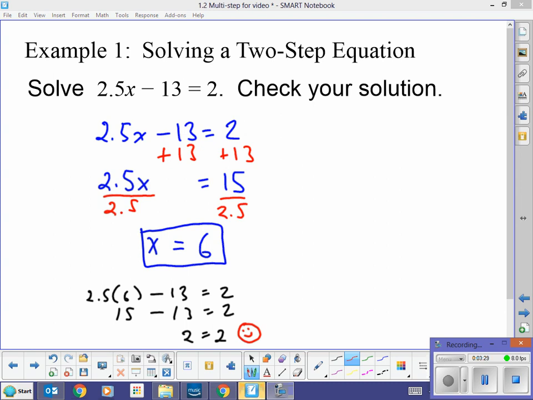So all I did was plug the 6 back into the original equation, right? The original equation for x, and then I simplified both sides, and I get a true statement: 2 equals 2, which is true. And that true statement indicates that the solution of 6 is correct. So you should always check your work, either formally like this, or just know that before you turn it in, you can always check it. You should know whether it's right or not.